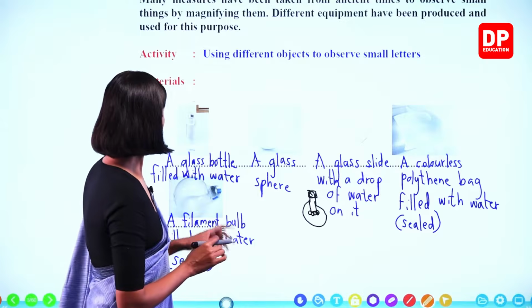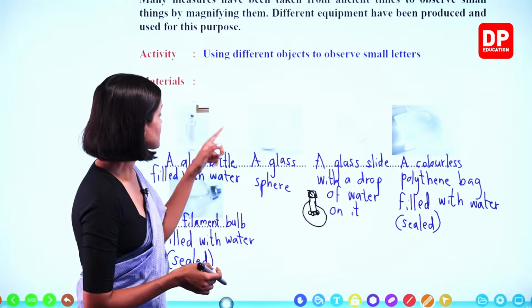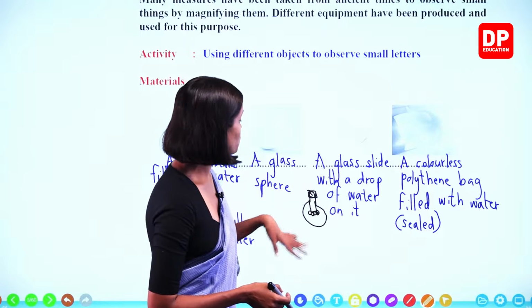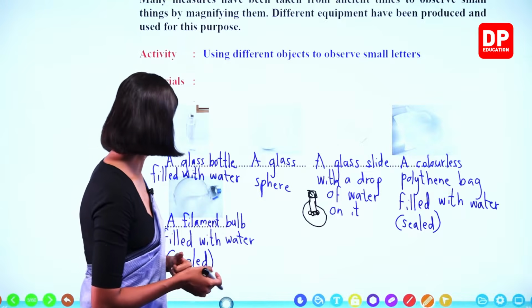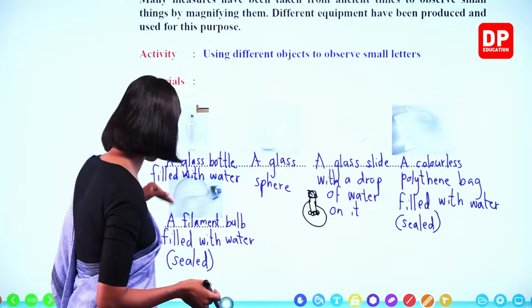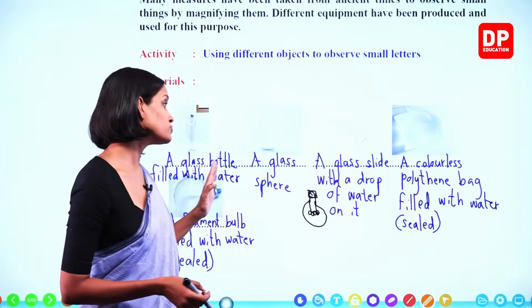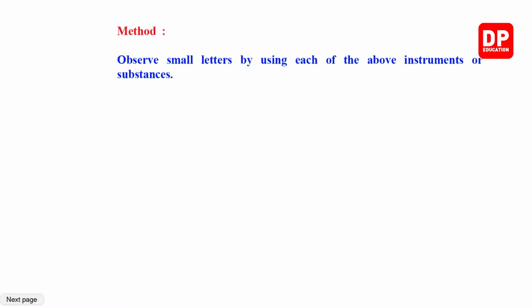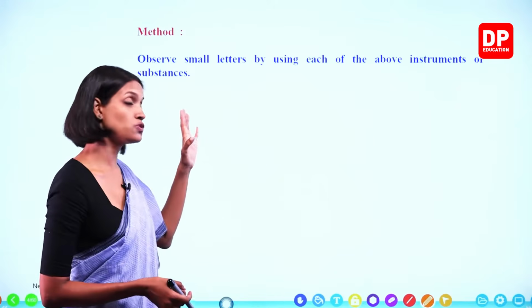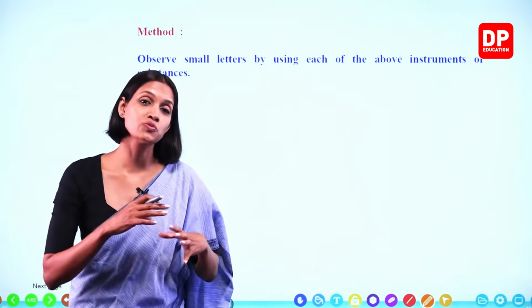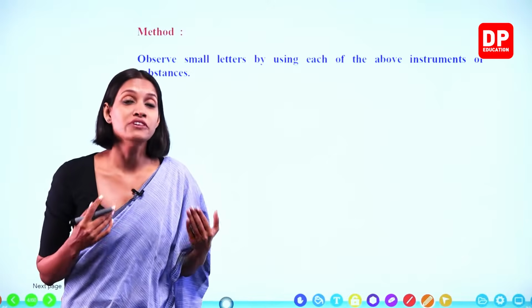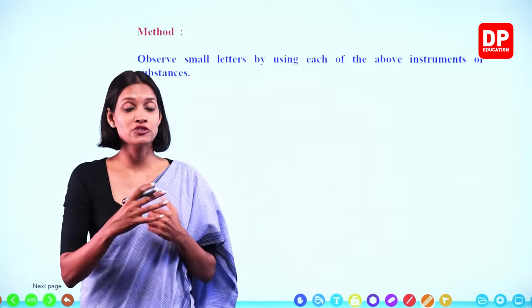Right, children? A glass bottle filled with water, a glass sphere, a glass slide with a drop of water on it, a colorless polythene bag filled with water, it should be sealed, and a filament bulb filled with water, that also should be sealed with wax. So how to do this activity? Let's see. It's very easy. Observe small letters by using each of the above instruments or substances. We can use those 5 objects to observe small letters. We can hold these objects over the small letters and see whether we can magnify, we can enlarge those letters through the objects.